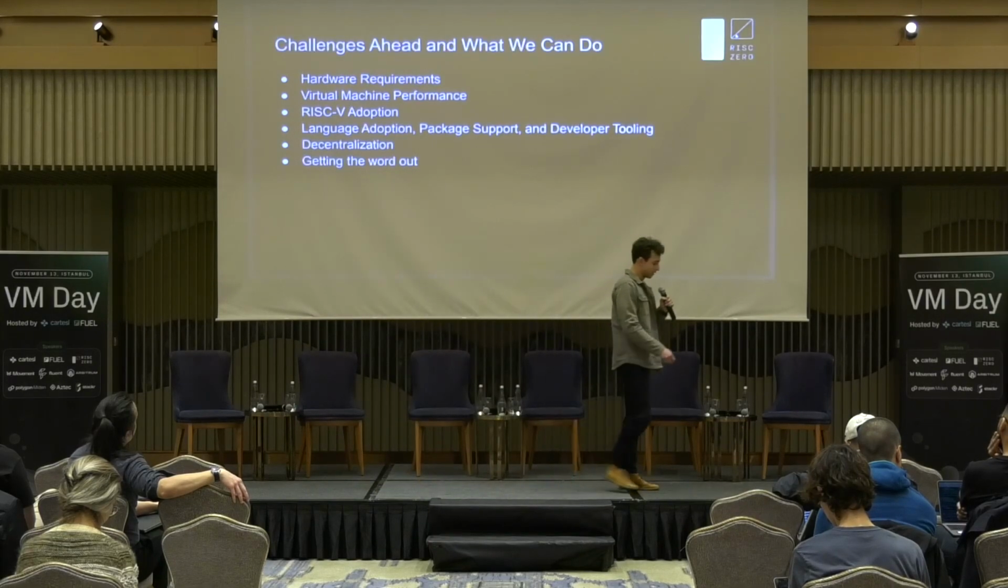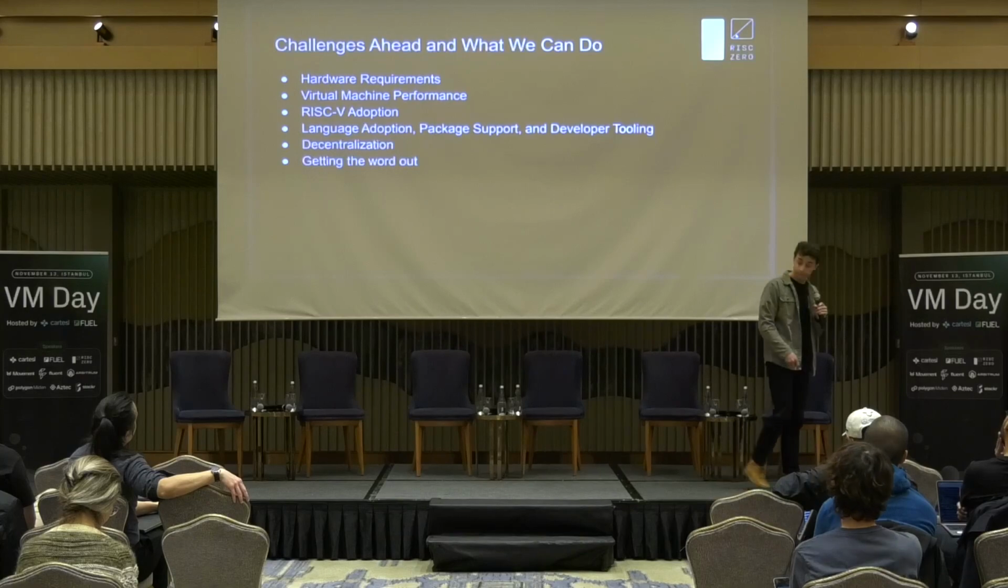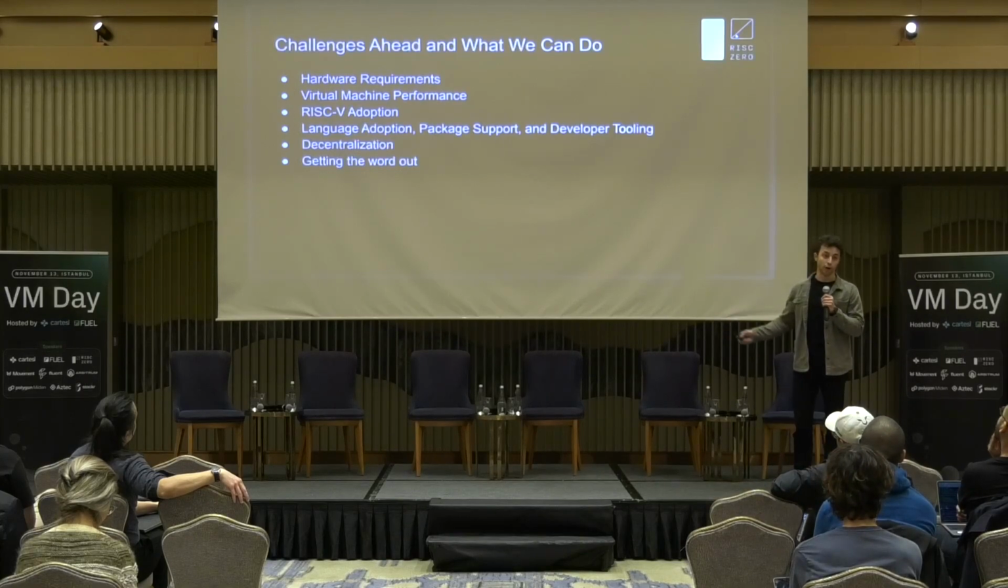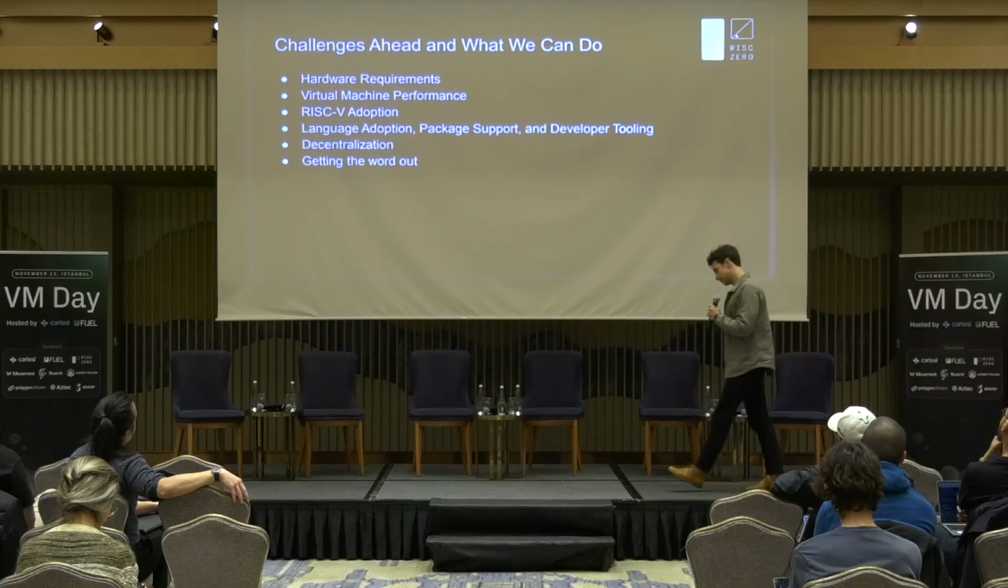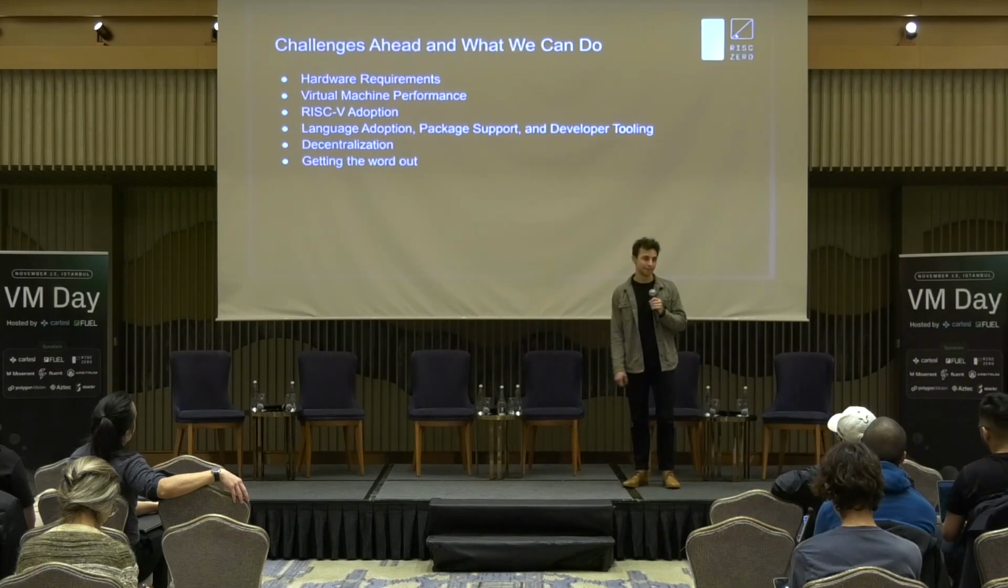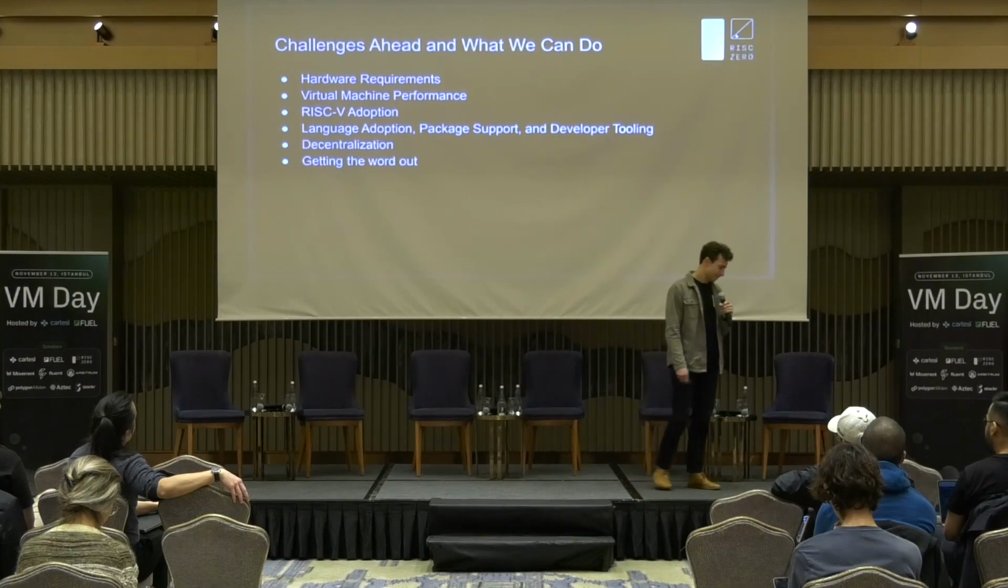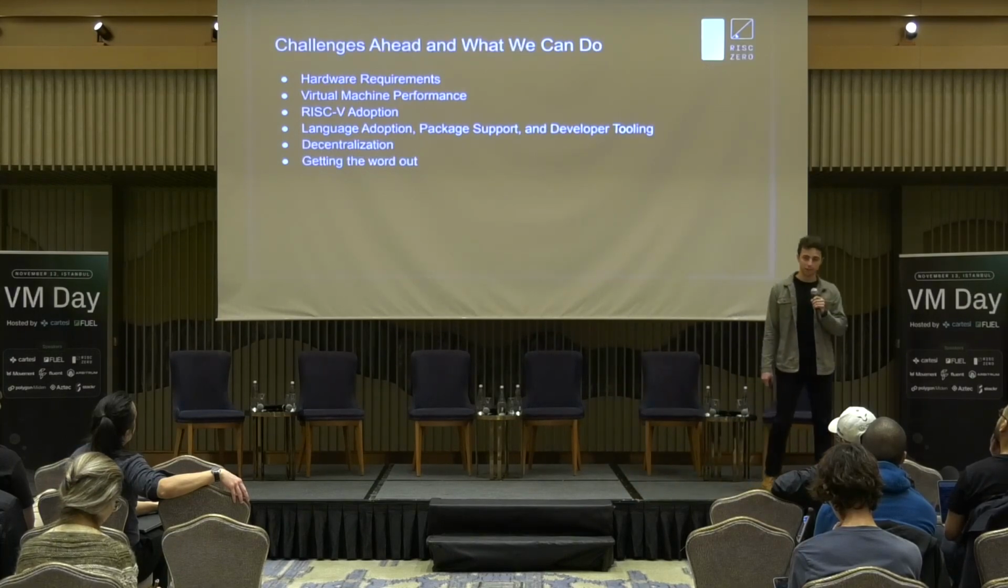So what are some of the challenges we have ahead? First, hardware requirements. Proving things is demanding. We have Bonsai. That's our proving service. It's a bunch of GPUs. It's not exactly cheap, but it's worth it.